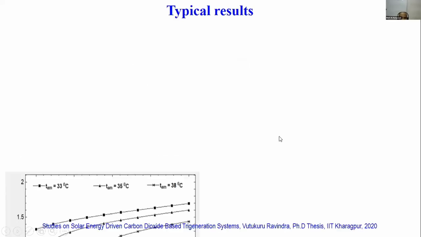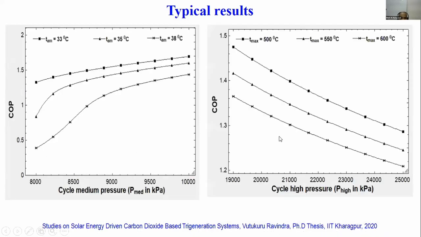These are very preliminary thermodynamic analysis results. You can see what happens as you increase the medium pressure, which means the gas cooler pressure. As you increase the gas cooler pressure for different gas cooler exit temperatures, this is the COP that you get. Here the COP may appear to be very low, but you have to understand that the denominator is solar heat. It is not electrical power or anything. So quite naturally, you don't expect very high COP here. But still, depending upon the conditions, you can get a COP of about 1.5 or so.